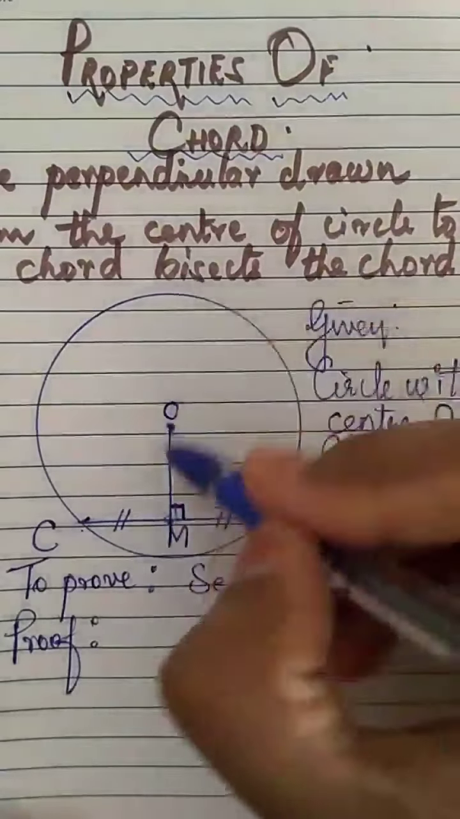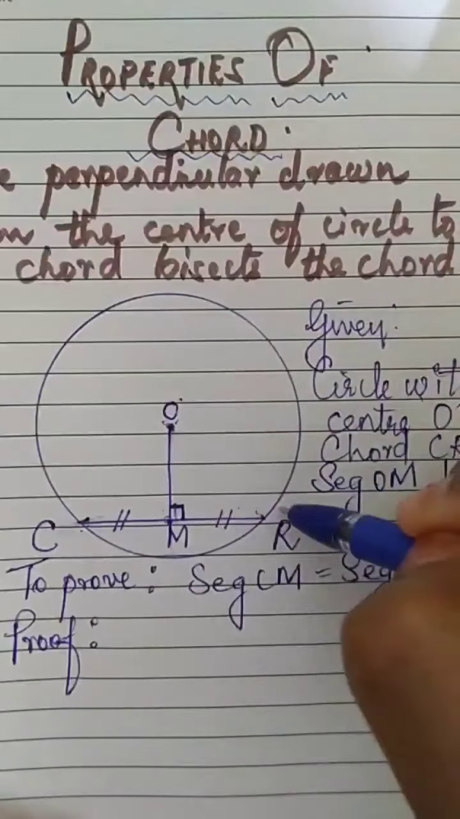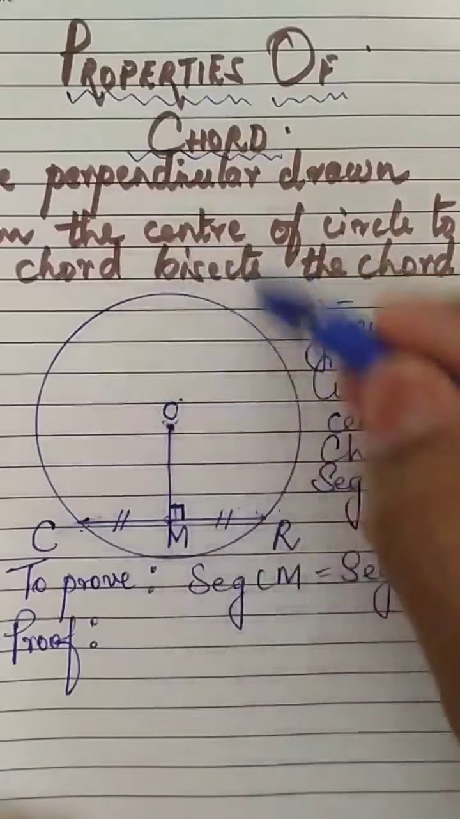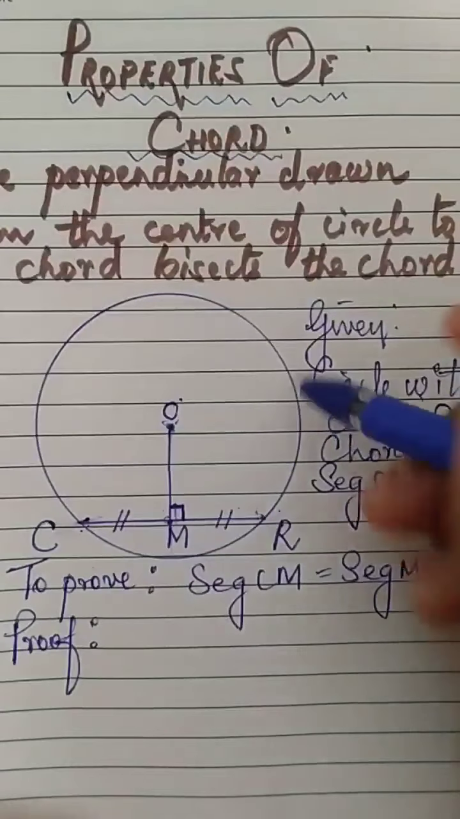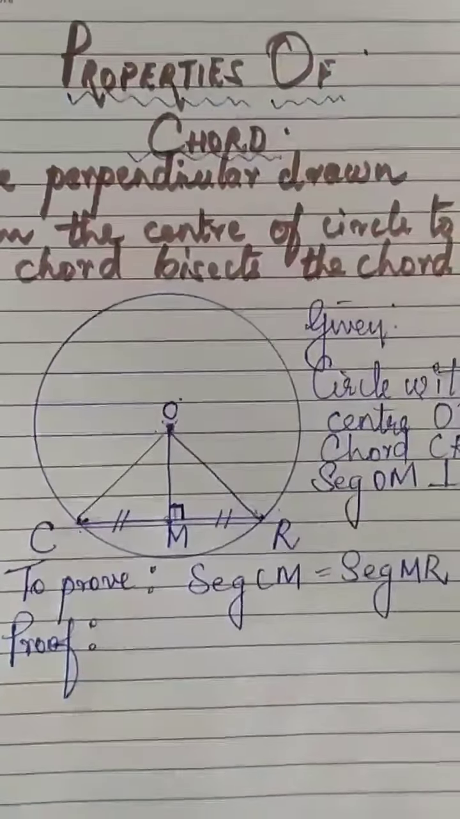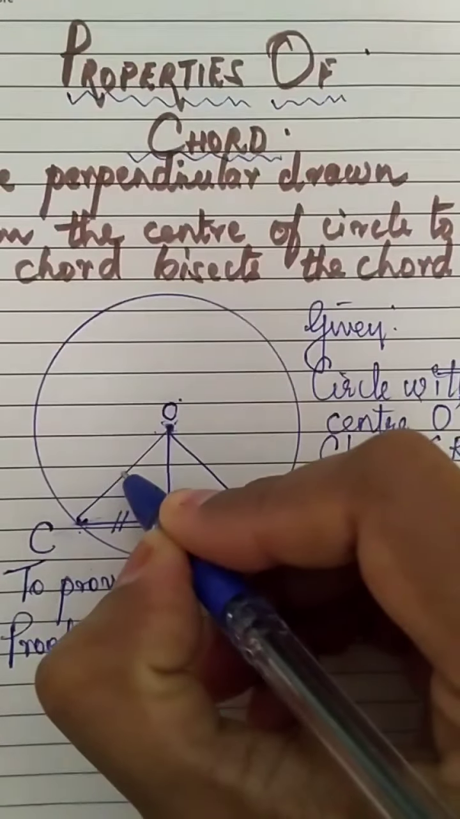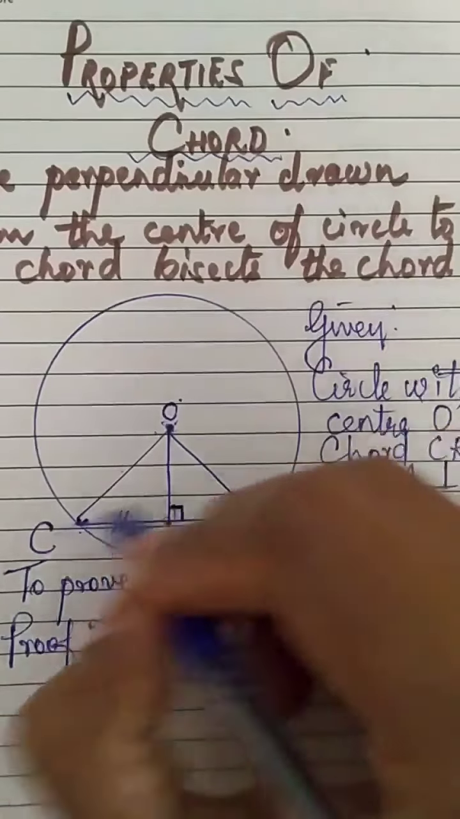Write proof. Draw the radii, join OC and OR. They are the radii, no? And radii of the same circle is congruent. Okay, so join OC and OR. They both are the radii, so they both will be same length.